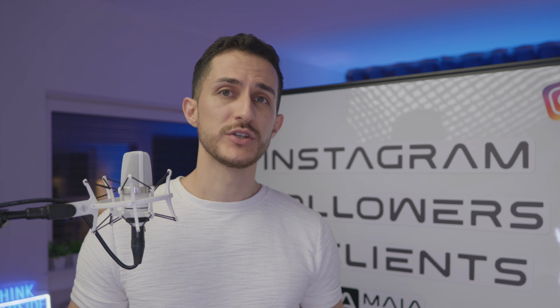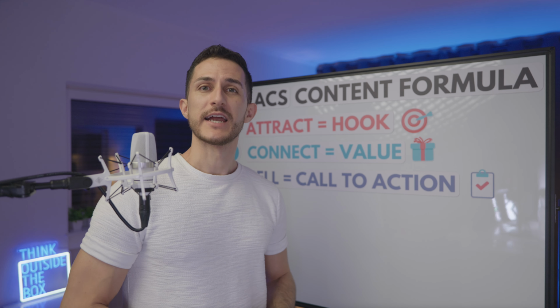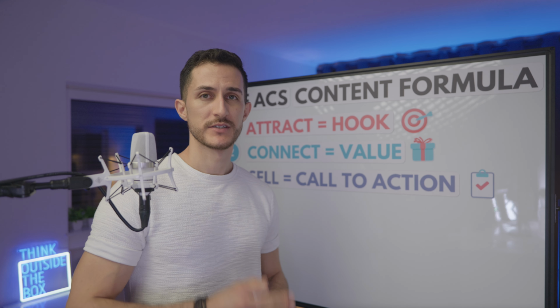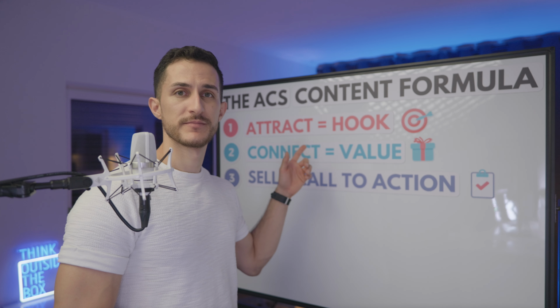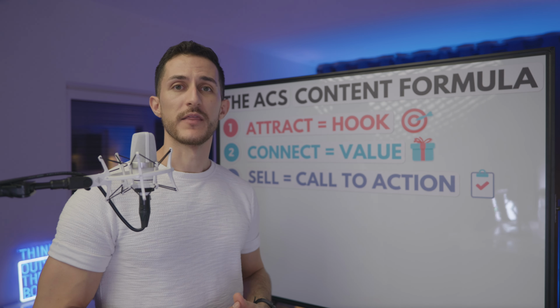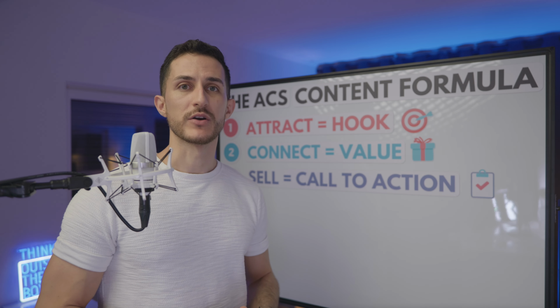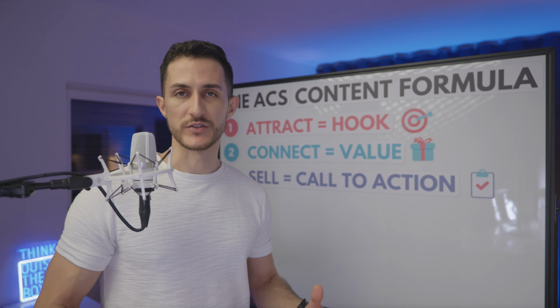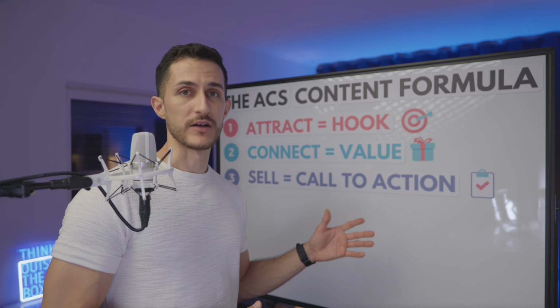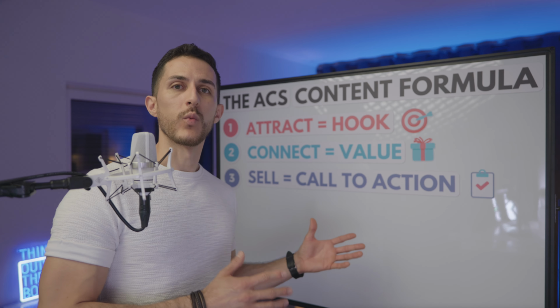Now, I want to teach you something really, really important: the ACS formula. Every post you make has three parts. Attract. This is your hook. You grab attention right away. Then you have connect. This is your value. Share helpful information or a fun story. Then you have sell. This is your call to action. Here, you tell people what to do next.